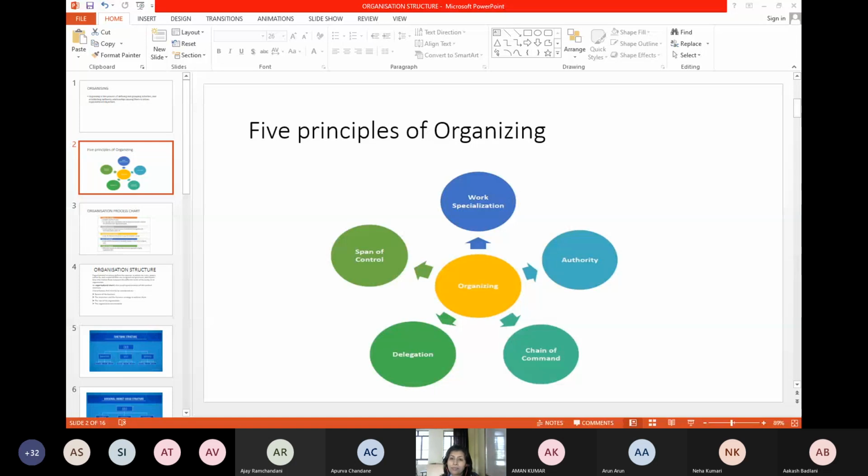Yes, what is decentralization? Having the power in more than one place. Right. Okay. Yes, Aditi.